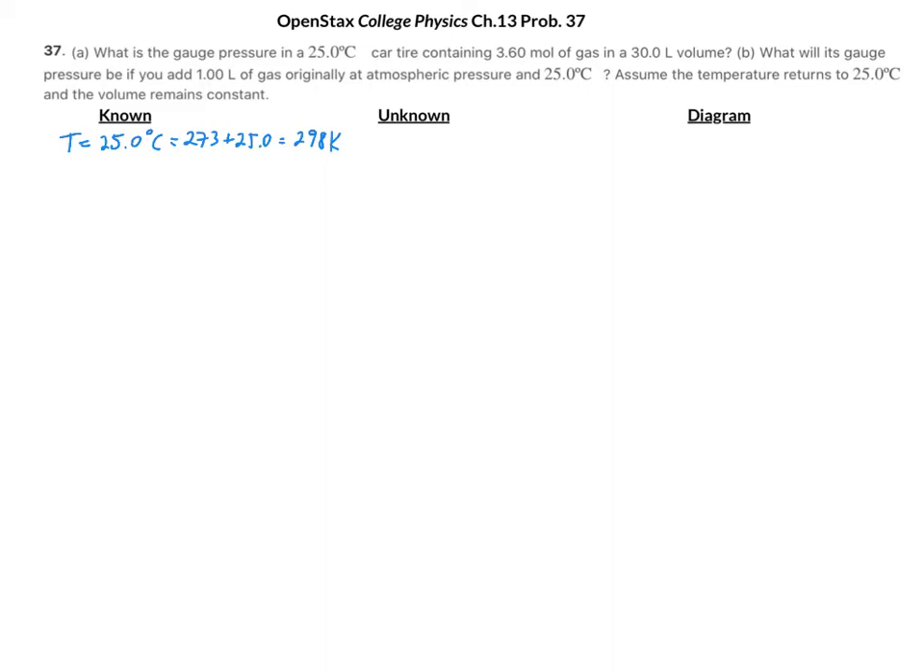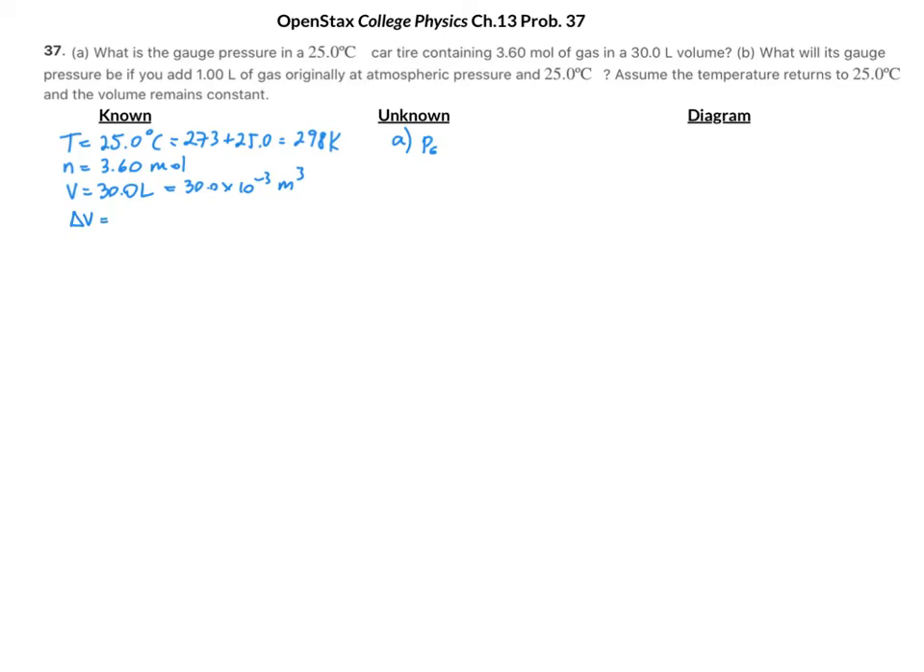All right, the tire contains 3.6 moles of gas, so N is 3.60 moles, and the volume of gas is 30.0 liters. We have to convert that to cubic meters, so that is 30.0 times 10 to the negative third cubic meters. So in part A, we're looking for the gauge pressure, P sub G.